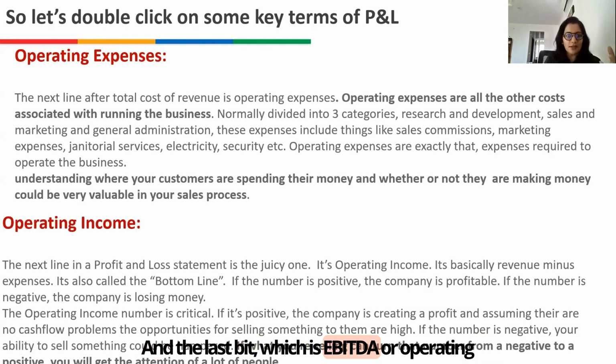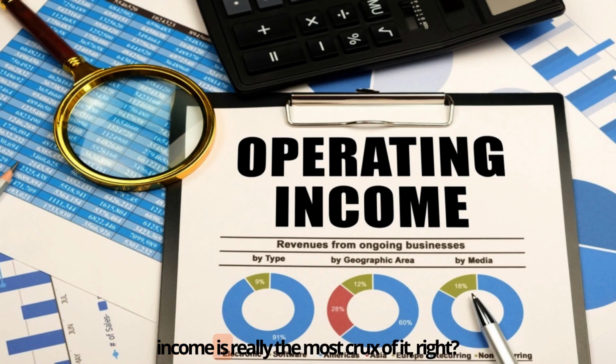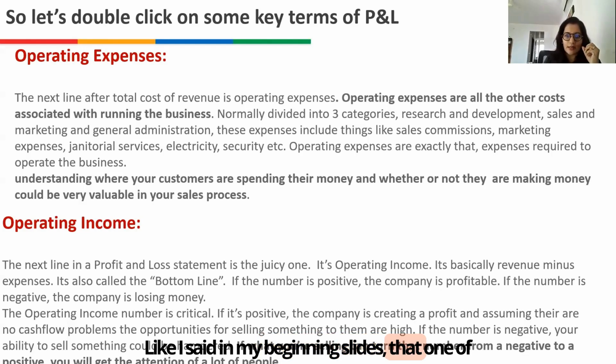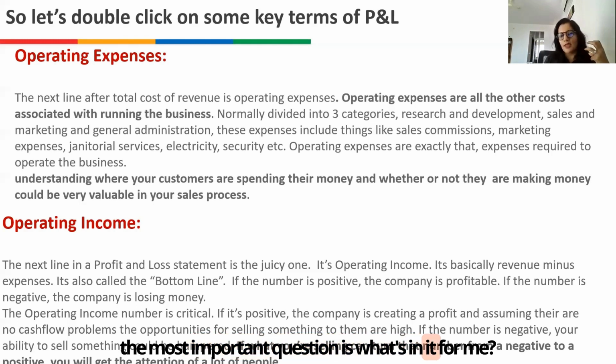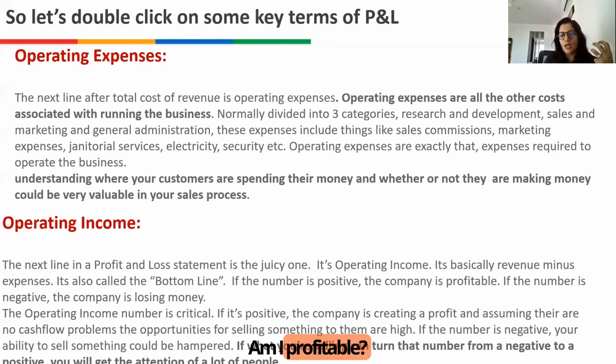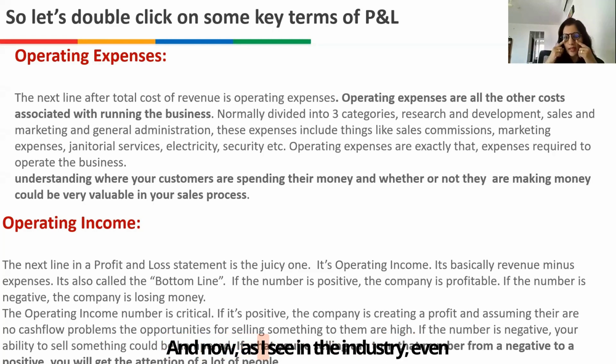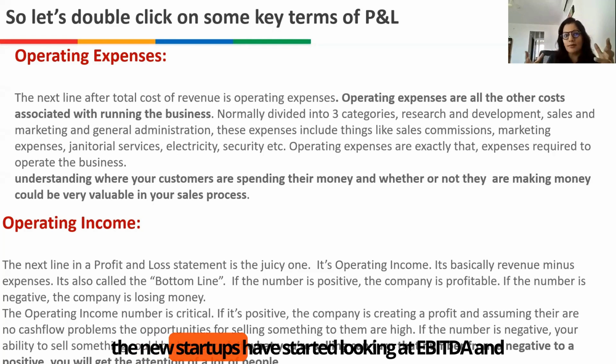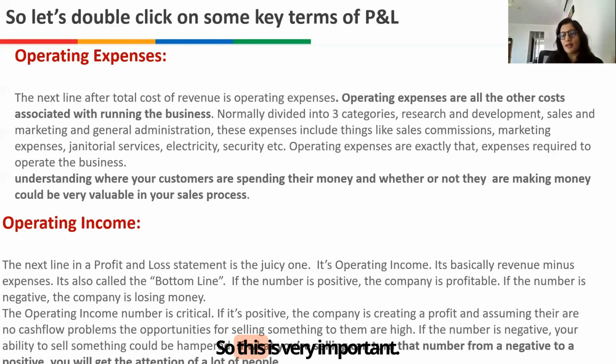And the last bit, which is EBITDA or operating income, is really the crux of it, right? Like I said in my beginning slides, one of the most important questions is what's in it for me, and am I making money? Am I profitable? Eventually, the health of the business is really dependent on this. You can afford to not make money for one year, two years, three years even, but now, as I see in the industry, even new startups have started looking at EBITDA and not just revenue when they look at valuation. So this is very, very important.